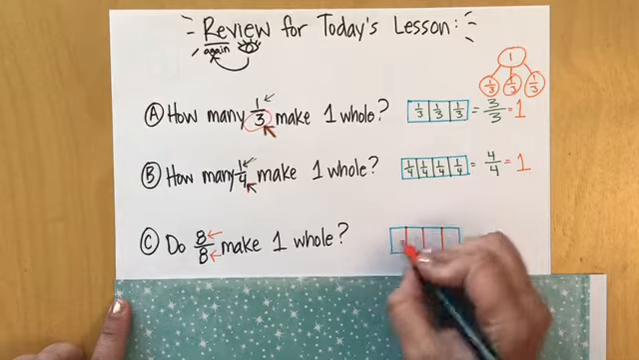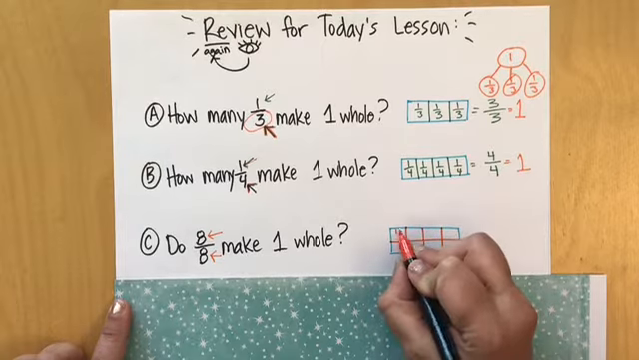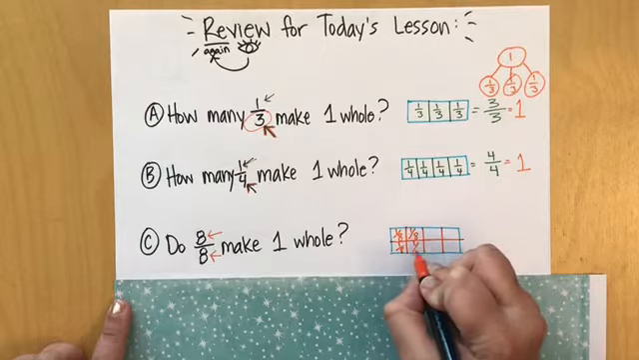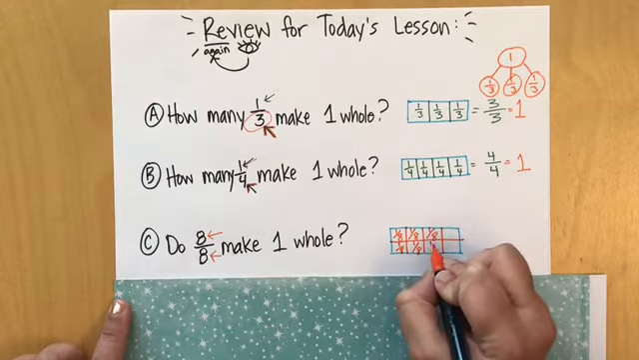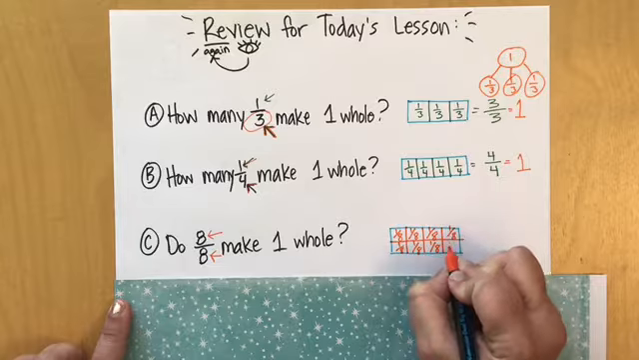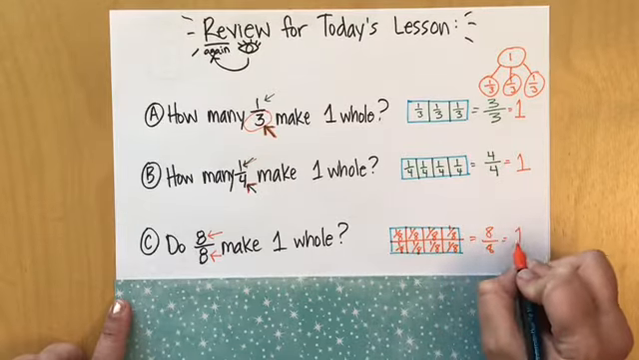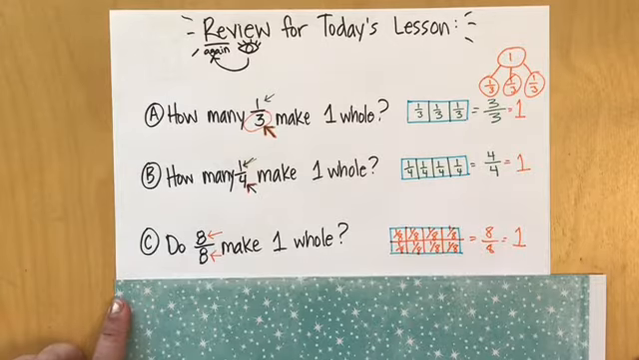So if I have 1/8 plus 1/8, 2/8, 3/8, 4/8, 5/8, 6/8, 7/8, 8/8, that equals one whole, because I know that 1/8 means that I've cut my whole into 8 pieces. Okay, that was a great review. Let's get on with the lesson.